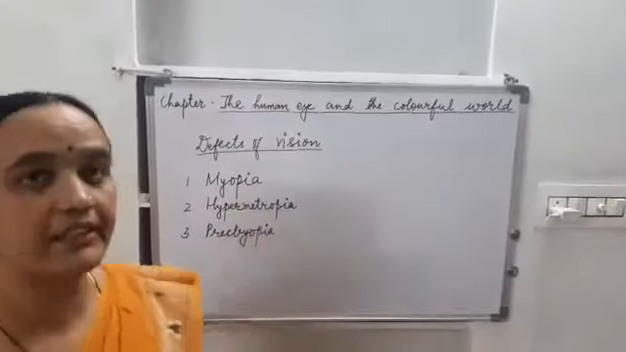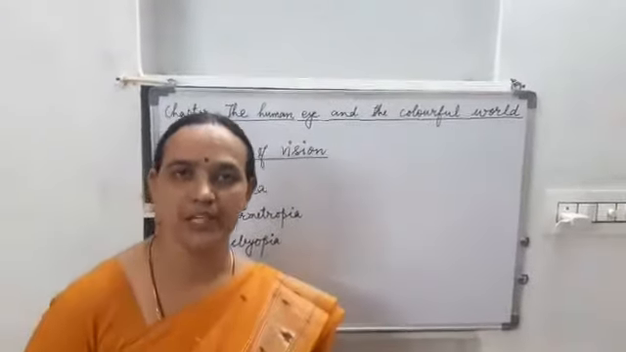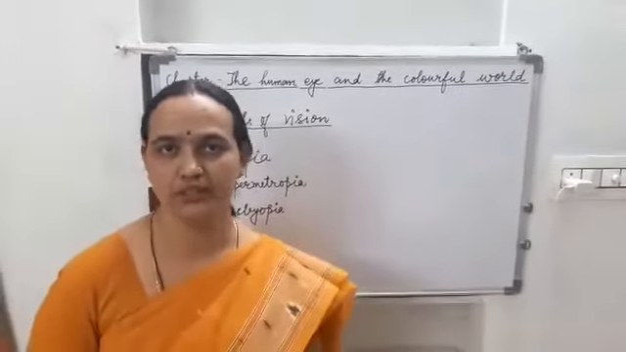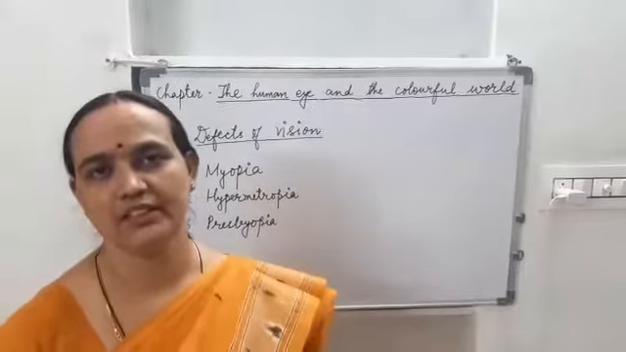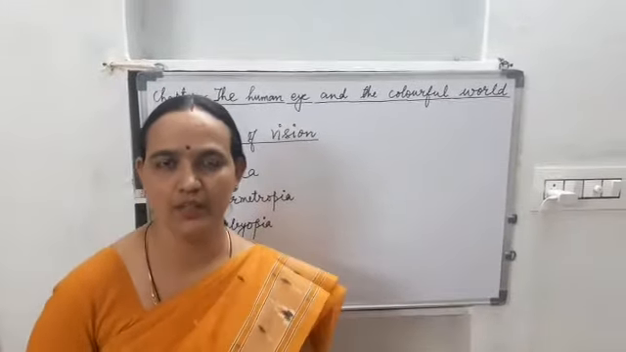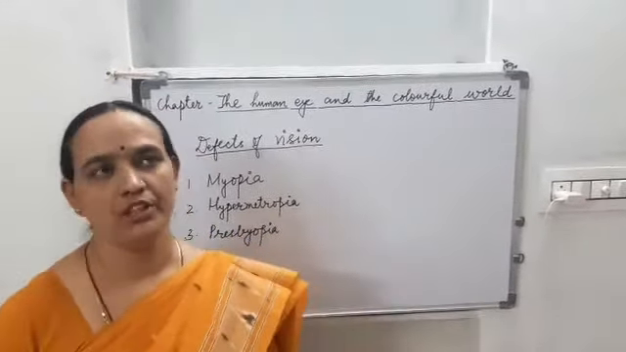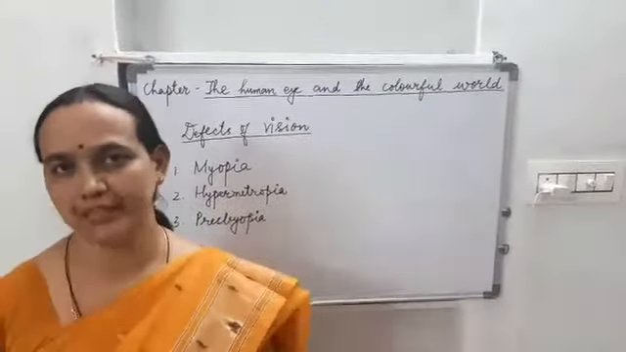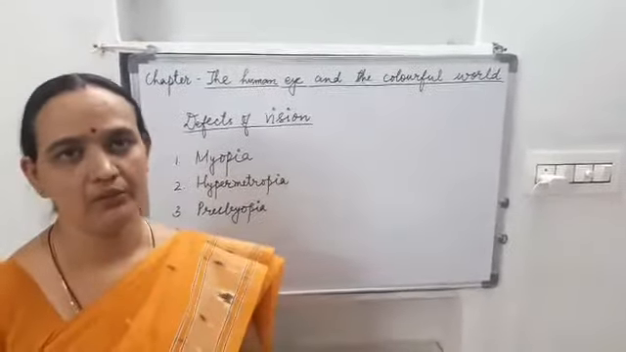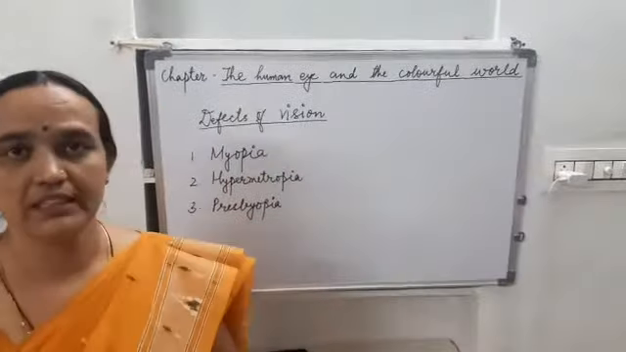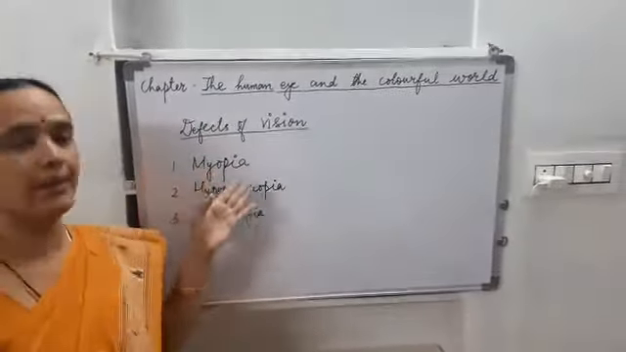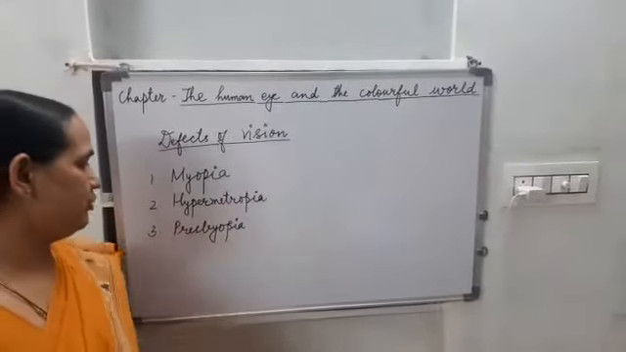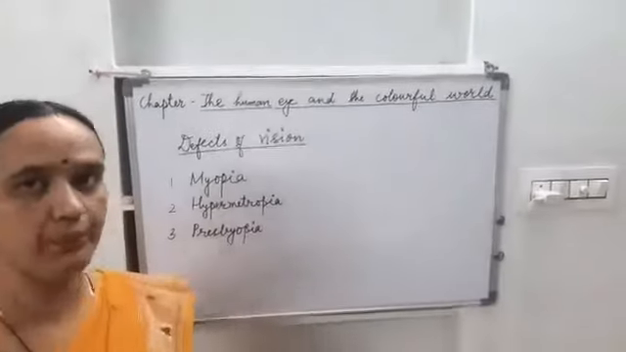Children, let us continue with our chapter The Human Eye and the Colorful World. So far in this chapter we have discussed the structure of the eye and the functions of different parts of the eye. Now today we are discussing the defects of vision, that is myopia, hypermetropia and presbyopia.